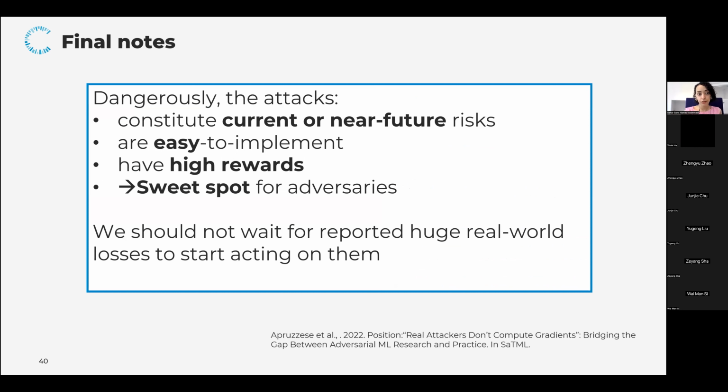And really, the final message that I would like to say here is that these attacks are here. They constitute current risks. These are not future risks that might or might not happen. And they're also so easy to implement. Usually in the adversarial machine learning field, or machine learning security, we study attacks that might involve sophisticated optimization techniques or maybe some unrealistic assumptions like knowledge about the model, knowledge about the training data, and so on. But these are so easy to implement. They almost don't require any knowledge about the models. And they also have high rewards for the attackers based on the sensitivity of the application and also the huge user base of models. So essentially, this is kind of a sweet spot for adversaries.